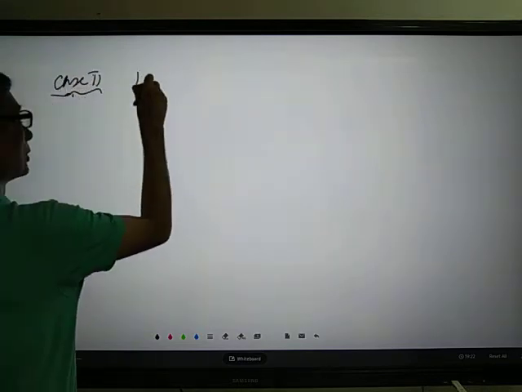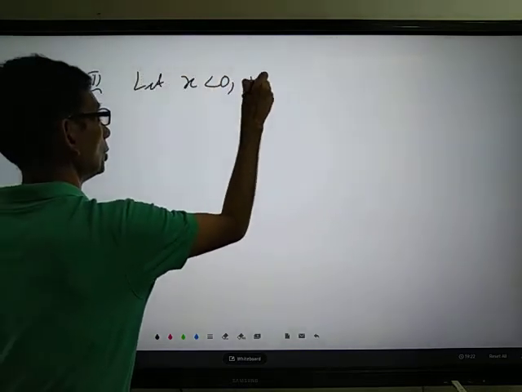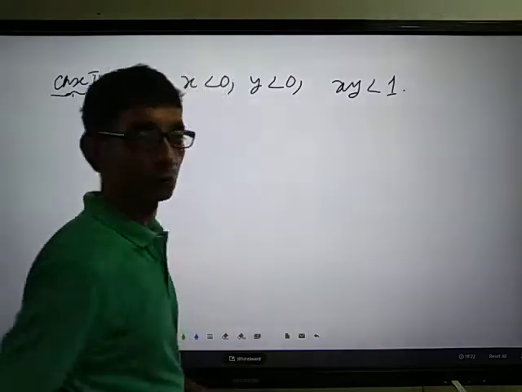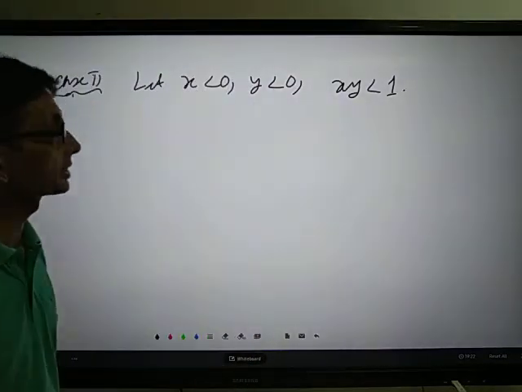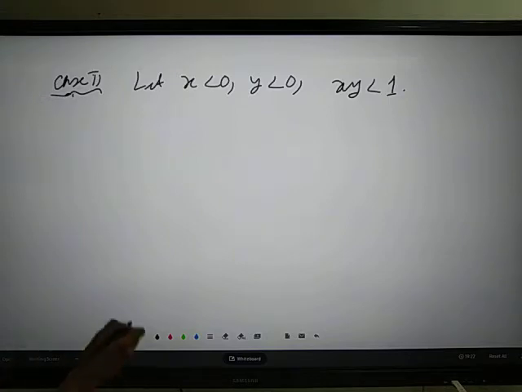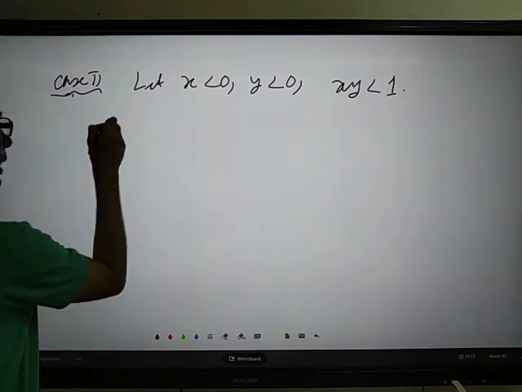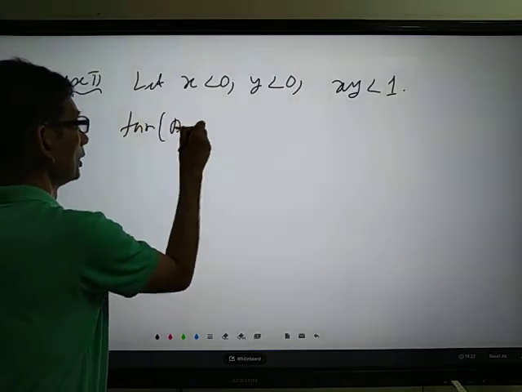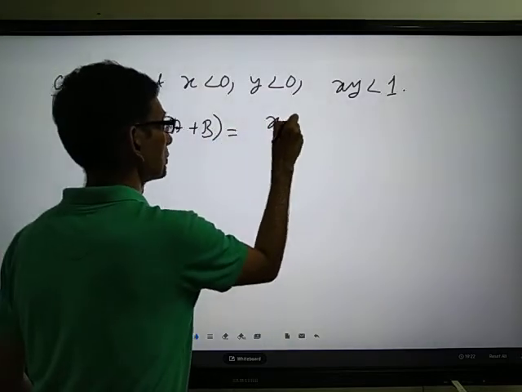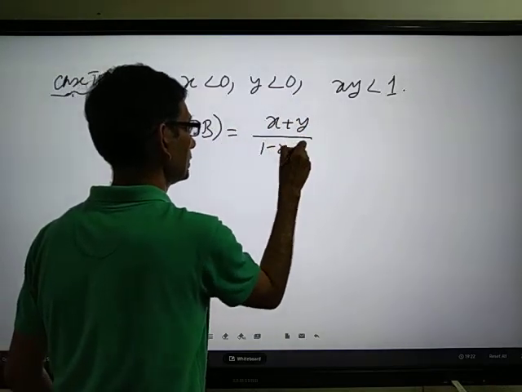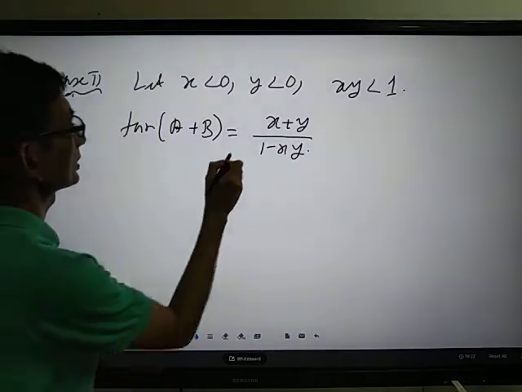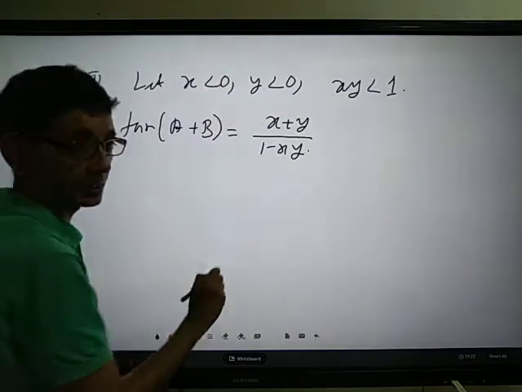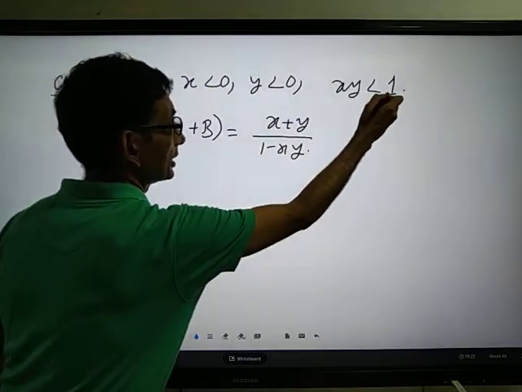Let x be less than 0, y less than 0, and xy is already less than 1. It's already given, so we're just taking this case, x less than 0, y less than 0. If we refer to the previous proof, we have already written this expression, tan(a plus b) is equal to x plus y divided by 1 minus xy. This relation is there with us. Now most important is to check the sign of this, since x is less than 0, y is less than 0 and xy is less than 1.